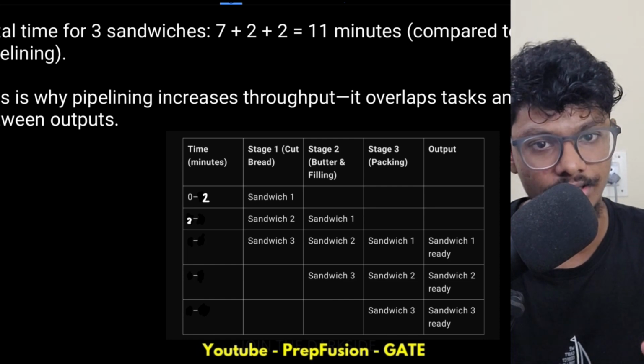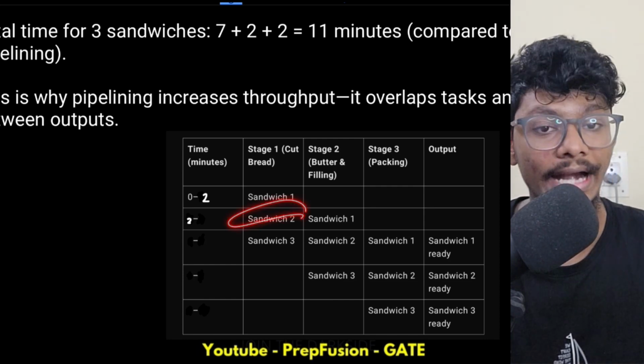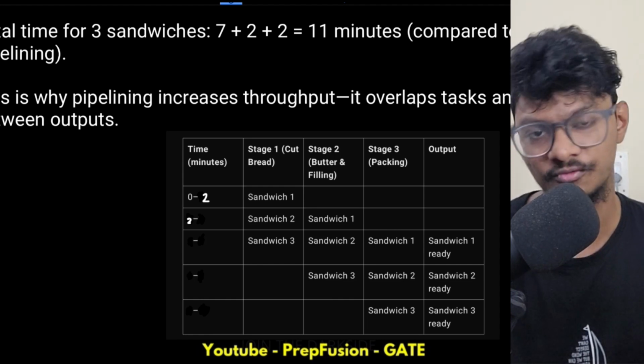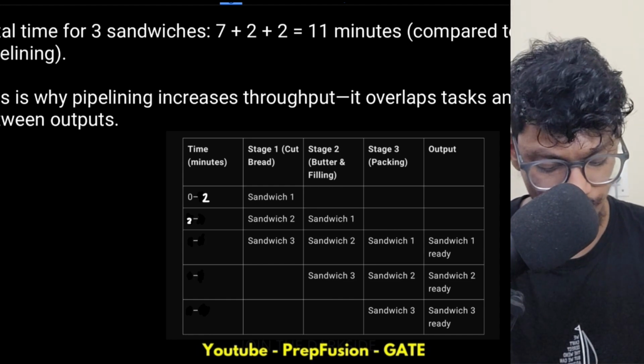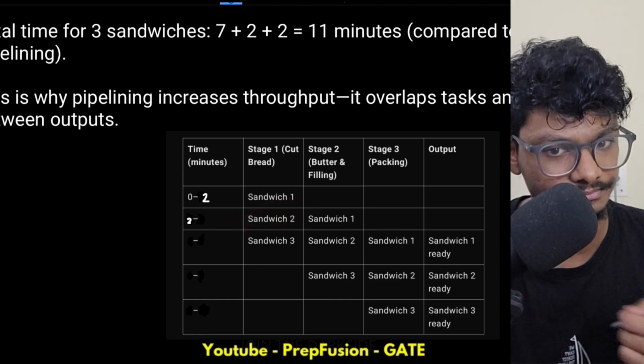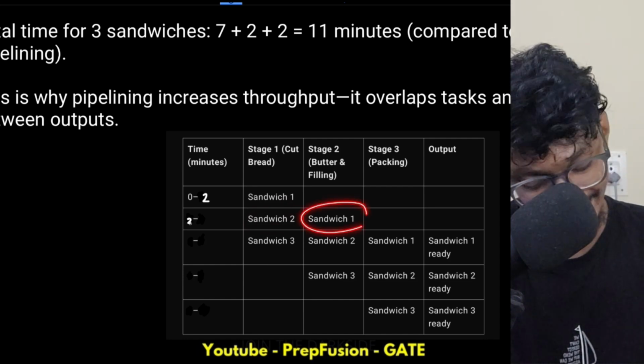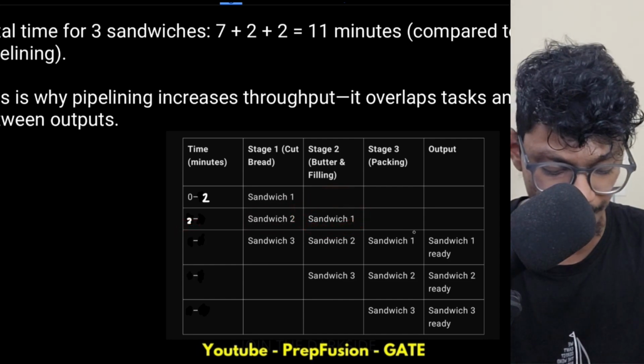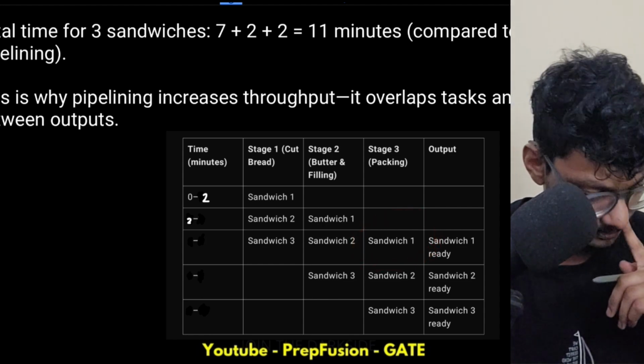right? Person A is free, so I can give him sandwich 2 and tell him, you are free right now, so cut the bread. You can cut the bread, right? For cutting the bread you don't need anything else, so I will give him sandwich 2 and he can cut the bread. But from the same time, person B is also doing the work, but person C is idle right now. Okay, person C is idle.